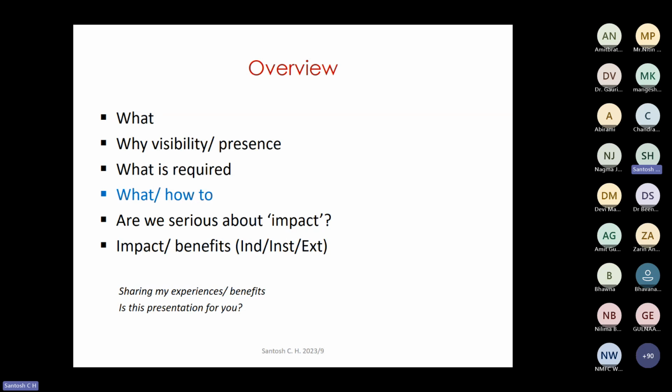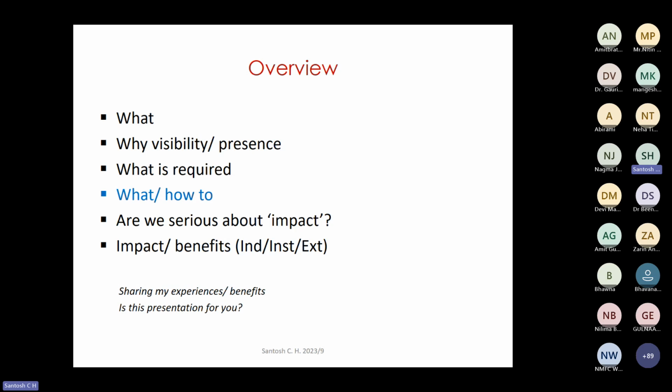And we'll also discuss impact. There are different schools of thought. They are calling it research impact, research communication, scholarly communication, research effect. So many terms we use, right? And should we be serious about this impact, or should we just publish our papers?